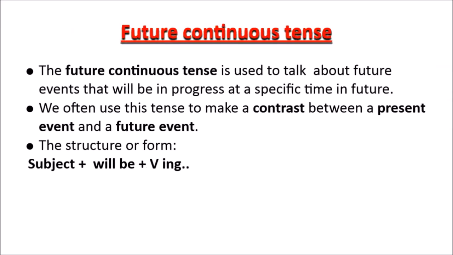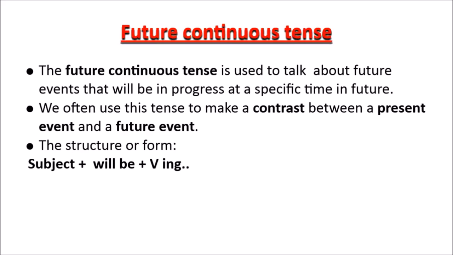Okay class, now we are moving on to the next type of tense, that is future continuous tense. So this is the third type of tense in continuous form. Clear? Look at the definition given there. The future continuous tense is used to talk about future events that will be in progress at a specific time in future.